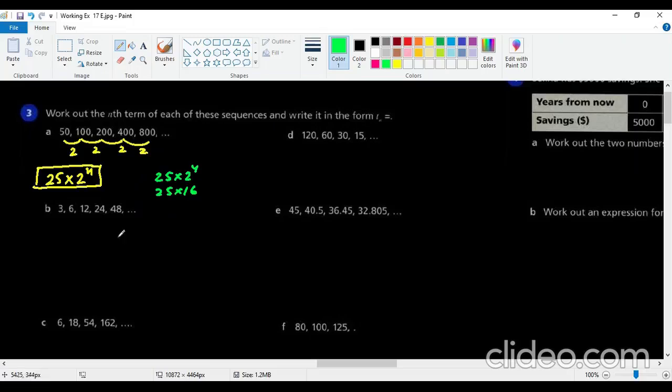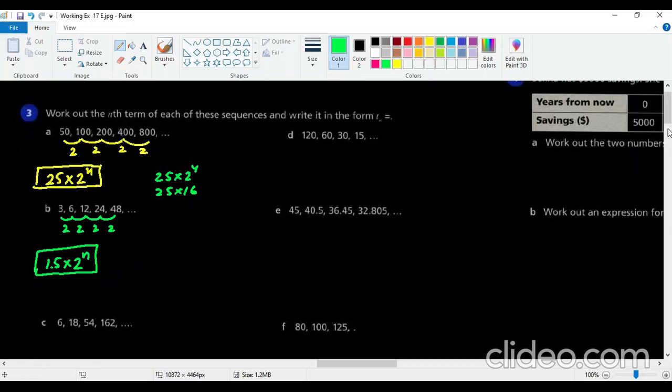Now moving on to part B. The relation I can see is 3 times 2 is 6, 6 times 2 is 12, 12 times 2 is 24, and 24 times 2 is 48. So as soon as I see 2, I will write 2 to the power n. And this 2 to the power n is actually 1. What should I do with the 1 to make it 3? I will multiply it by 1.5. So this is going to be the term rule for this sequence. And make sure to test any relation that you are making.